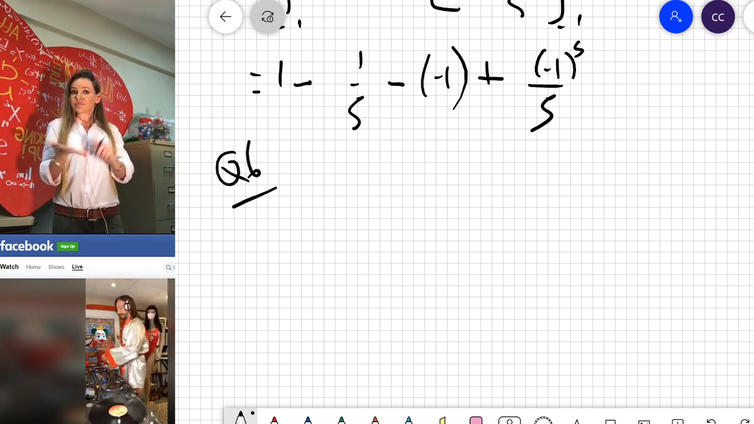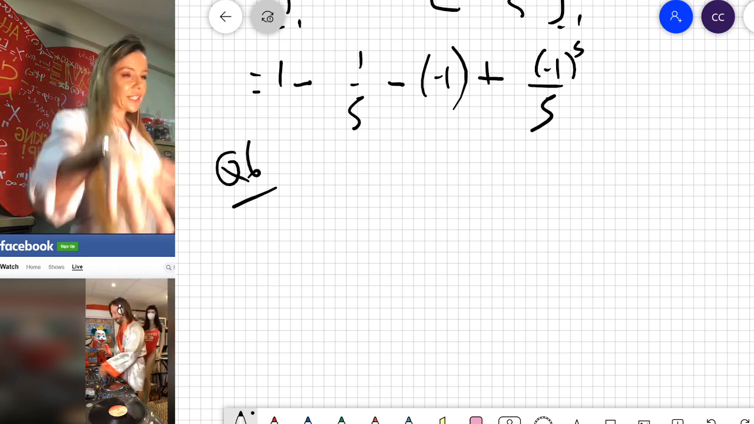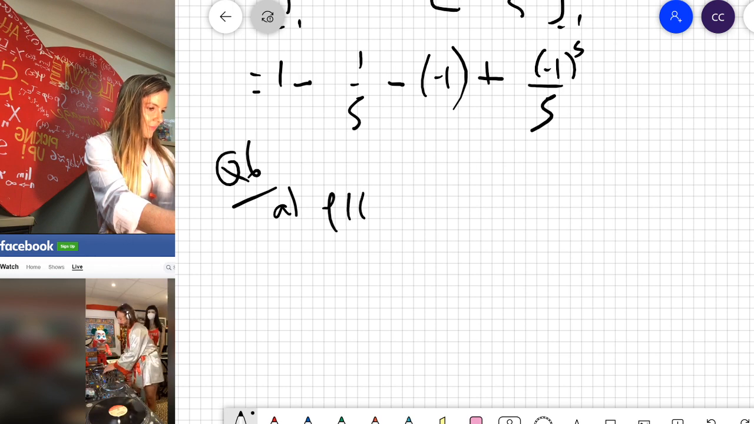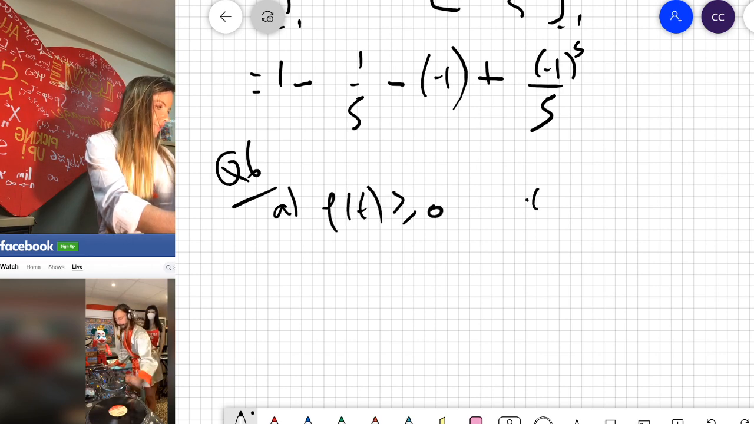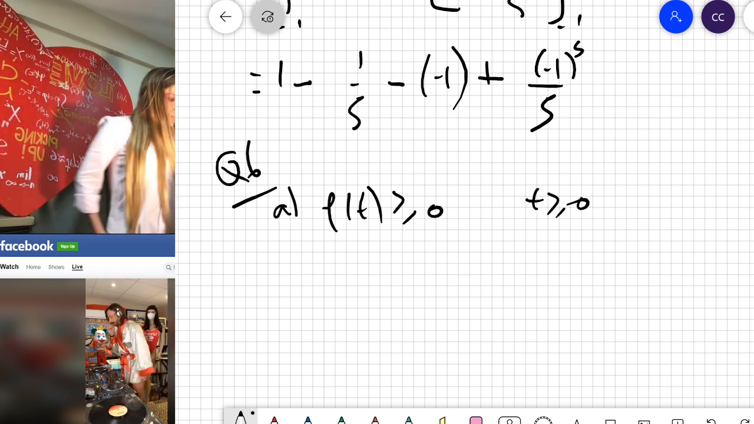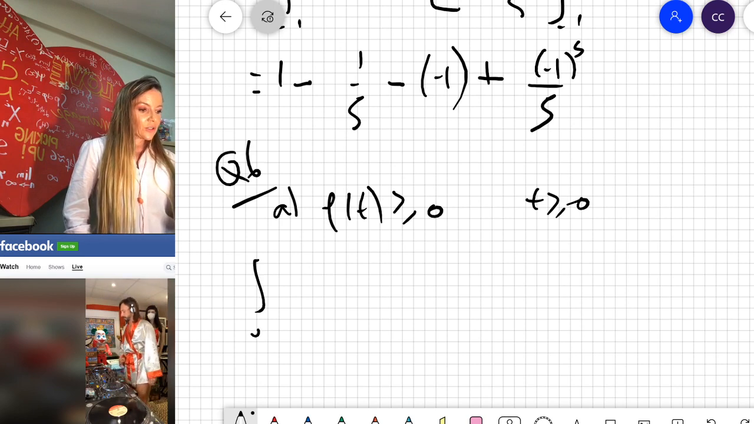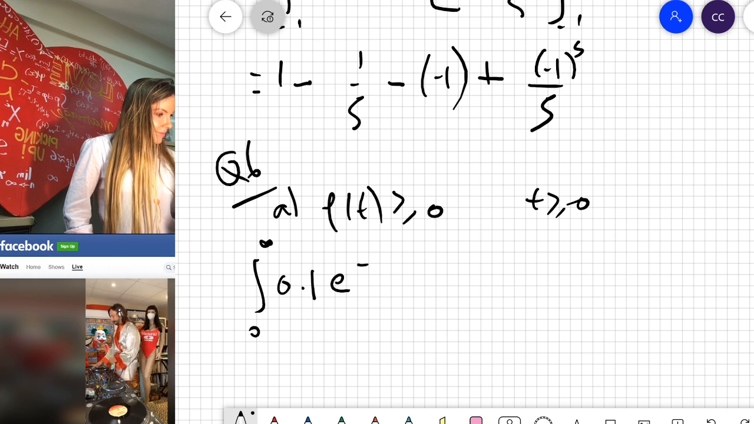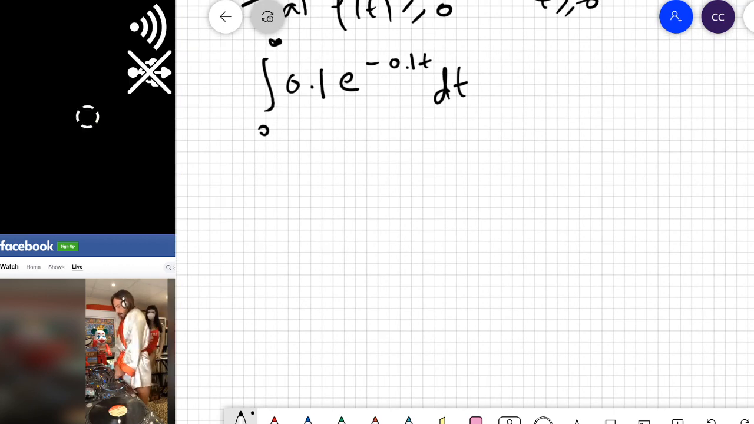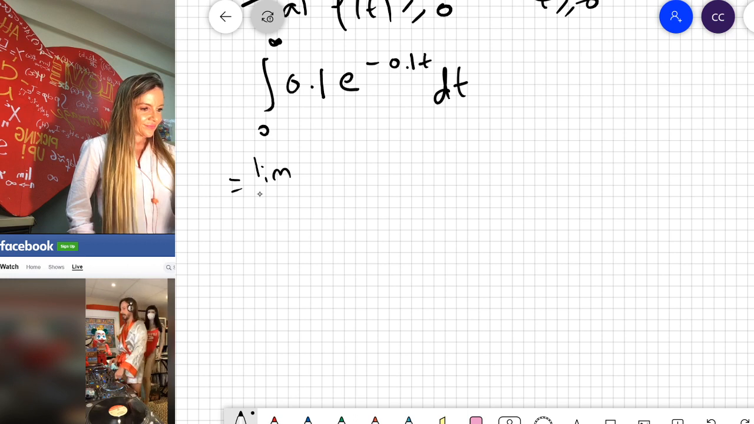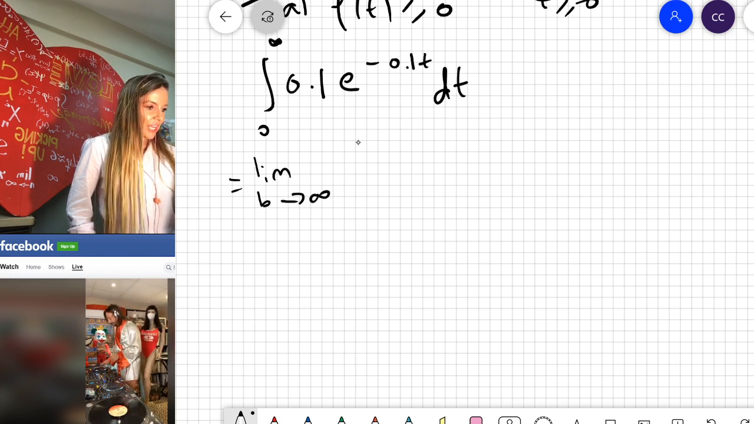Probabilities are always positive, always add up to 1. Continuous or discrete, same kind of thing. So that has to be greater than 0 on the domain, and here the domain is time. And then when you integrate over the whole domain, you need to make sure that's equal to 1. So clearly infinity is a bit funky.